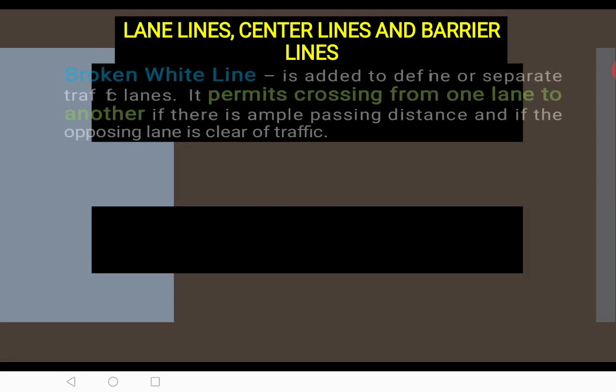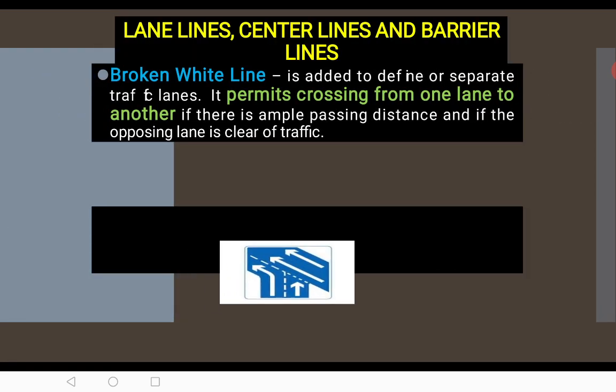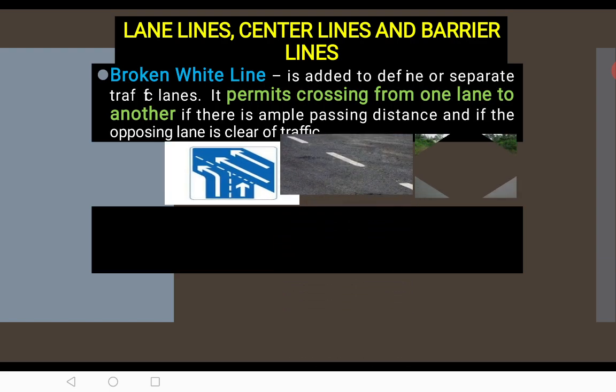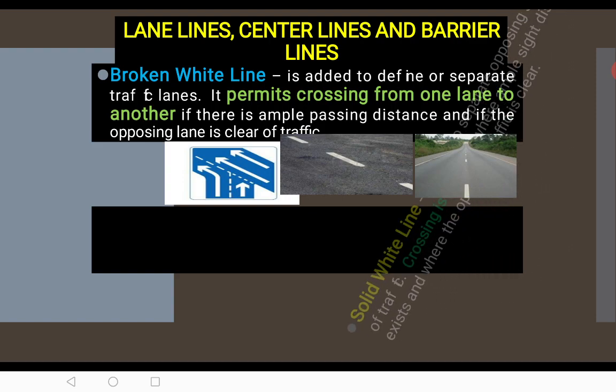Next up, the lanes: the lane lines, the center lines, and the barrier lines. When you see the broken white line, it is added to define or separate traffic lanes. It permits crossing from one lane to another when there is ample passing distance and if the opposing lane is clear of traffic.